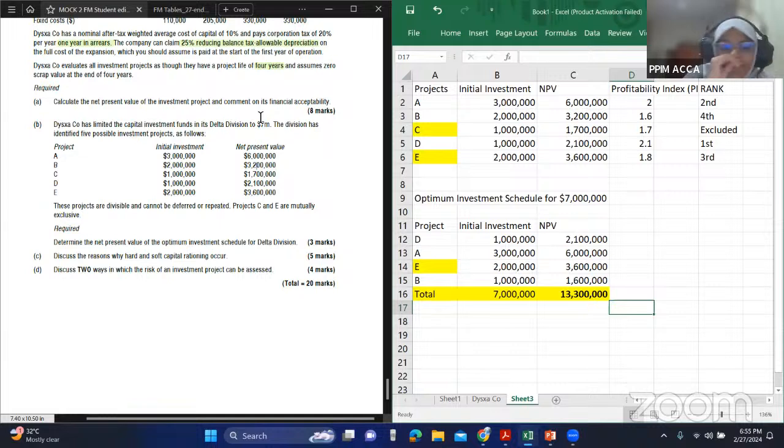Hard capital rationing. Soft capital rationing means maybe the company has capacity to increase funds. Maybe they have the funding required, but for some reason, the management thinks that they should only have a limited amount to work with. Okay, so they are giving the Delta division only 7 million, although they may have more. One reason they can do that is that sometimes companies may want to keep some cash as a reserve in case something unexpected happens. So they don't want to put all their money into the investments. They want to have something as liquid cash.